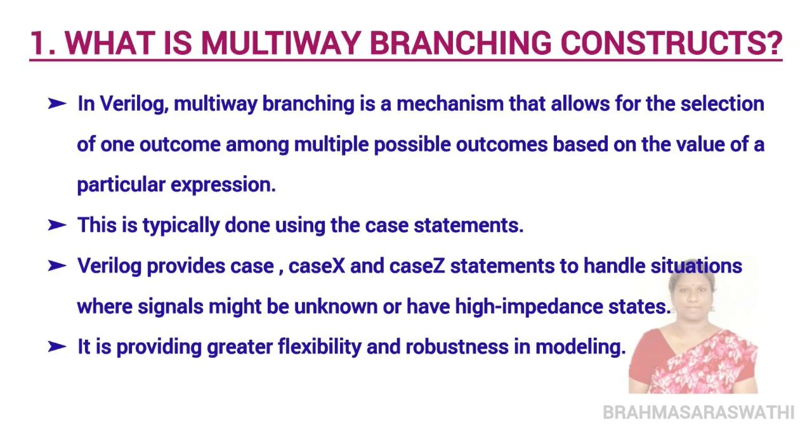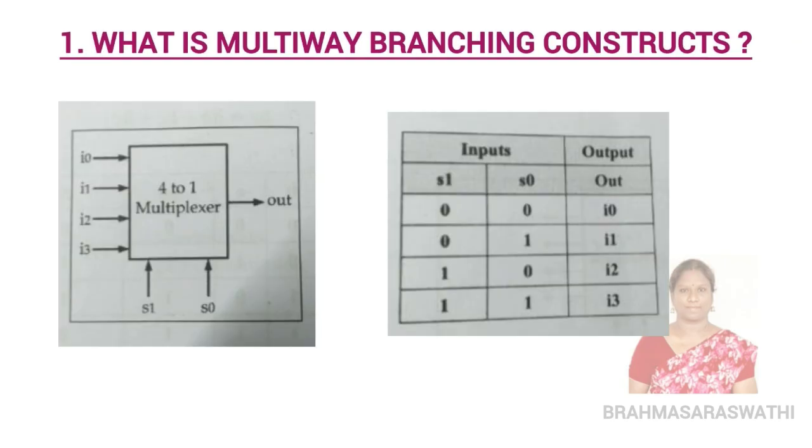The first point: in Verilog, multiway branching is a mechanism that allows for the selection of one outcome among multiple possible outcomes based on the value of a particular expression. This point means you observe on the display there is a 4 into 1 multiplexer diagram and its truth table. The 4 into 1 multiplexer has 4 inputs I0, I1, I2, I3 and 2 selecting inputs S1 and S0. Only one output, out. And you see the truth table.